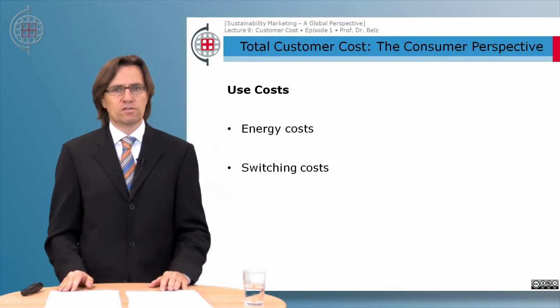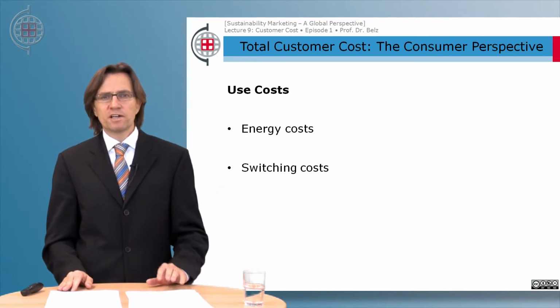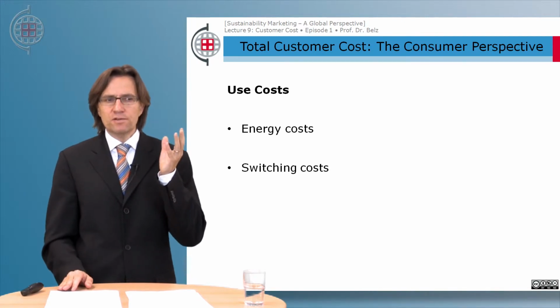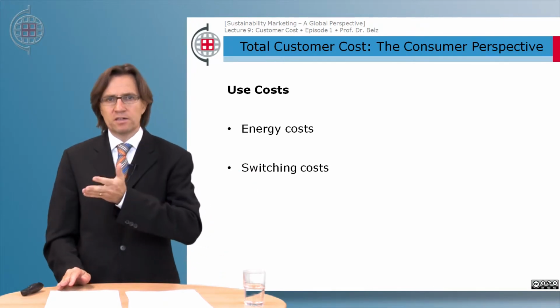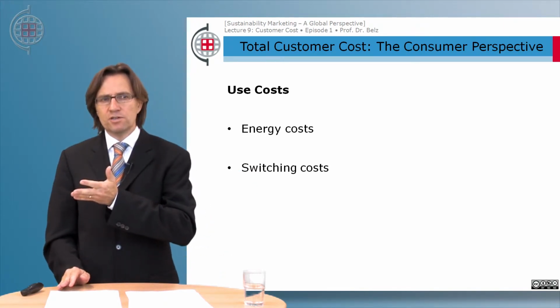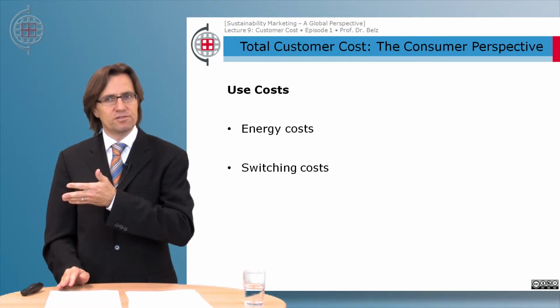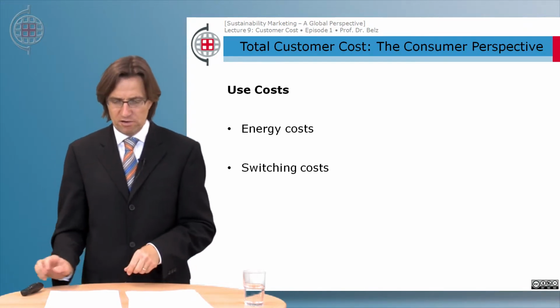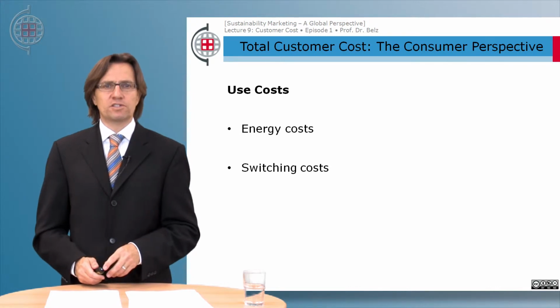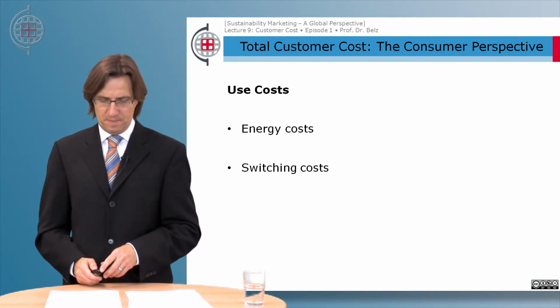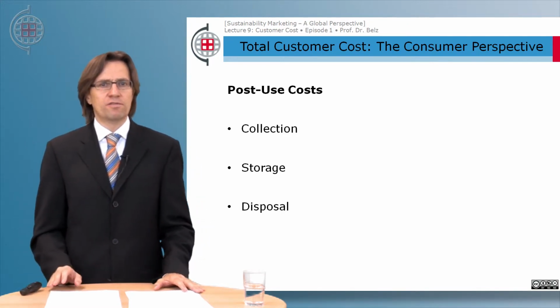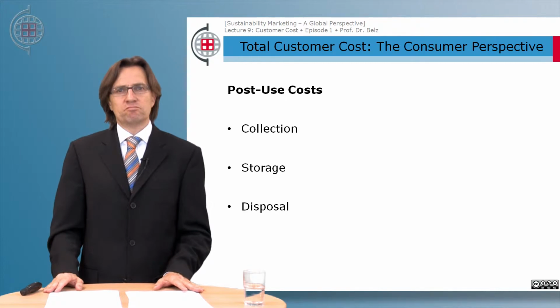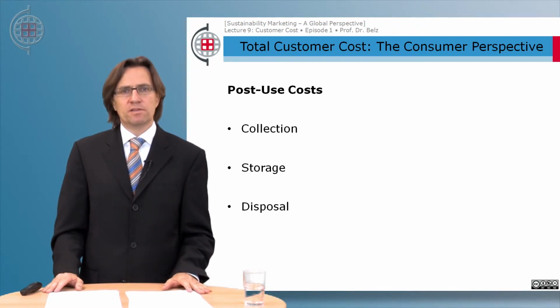These are switching costs. But there are also psychological costs. If you switch, let's say, from conventional food to organic or fair trade food, you don't know what the others think about you. These are psychological costs, psychological switching costs. And finally, there are post-use costs of collecting, the packaging, for example, the storage, and finally the disposal.